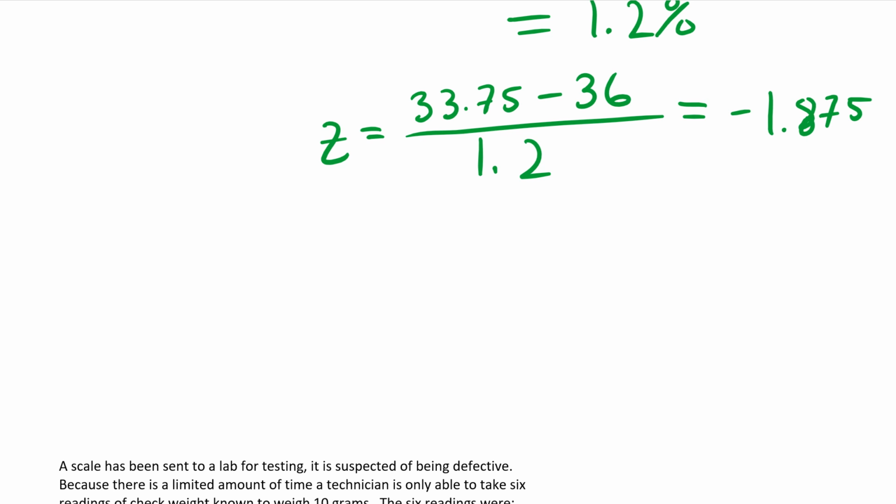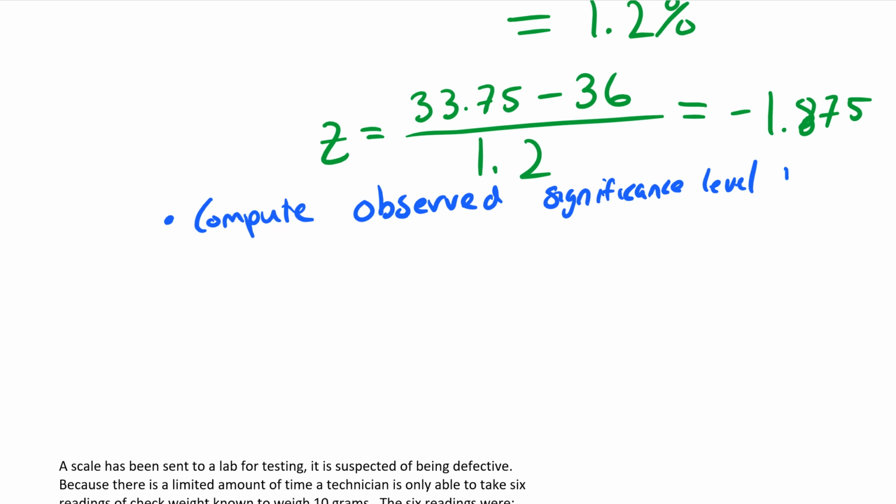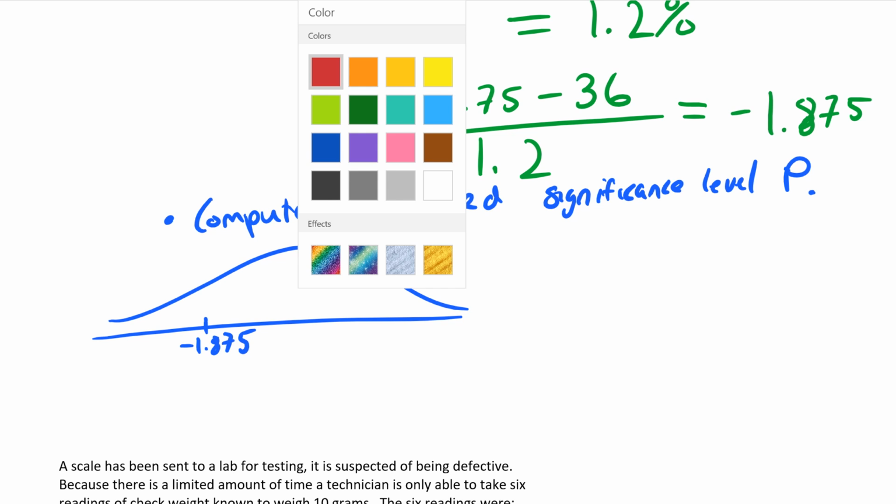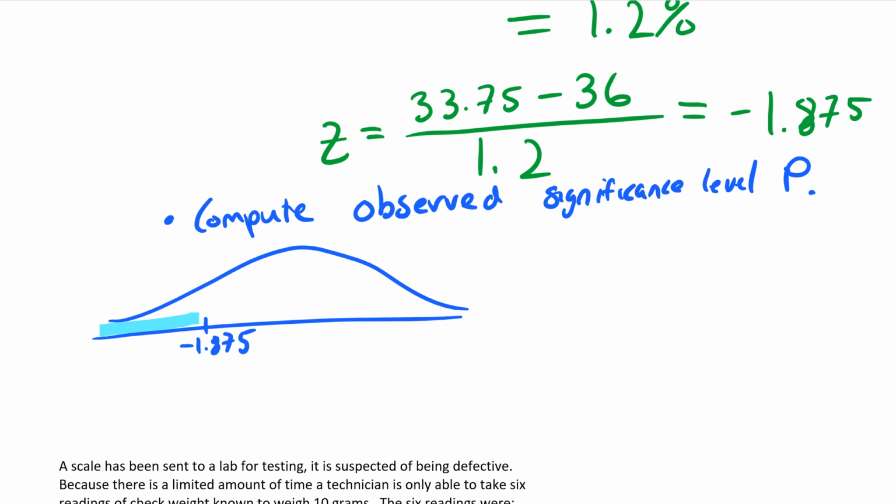Our last step is to compute the observed significance level, which is almost always denoted by P. What we're looking for is the area under the normal curve to the left of Z. Now it's to the left of Z because Z is negative in this case. If Z were positive, we look for the area under the normal curve to the right of Z.